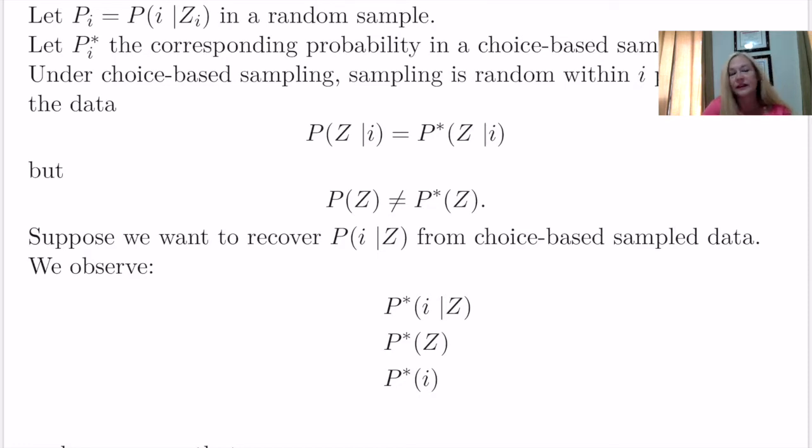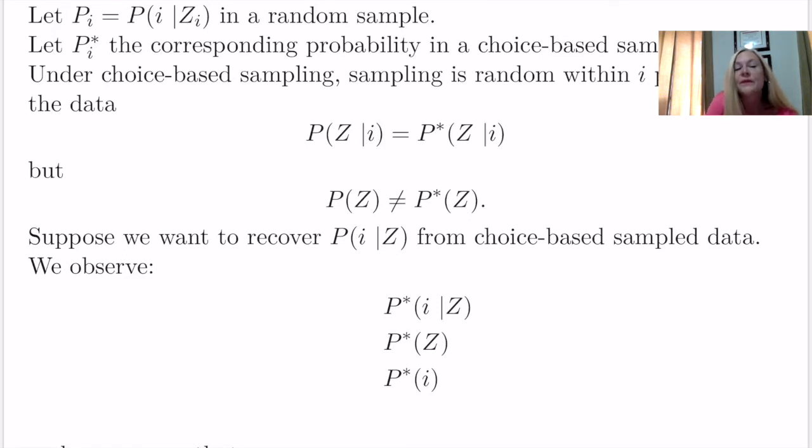Okay, so let's look at this notation. P of I given Z is the probability you make choice I given characteristic Z. And P star is the probability that you make that choice in a choice-based sample. So maybe in a choice-based sample, half the people took the train, but in a random sample, maybe 20% take the train. This is conditional, and Z means people with characteristic Z.